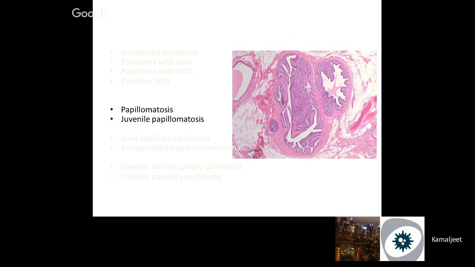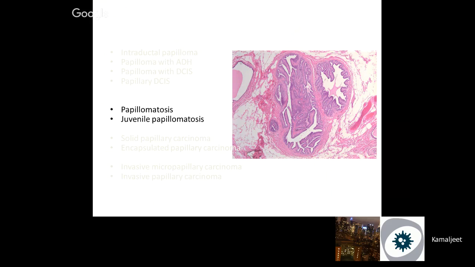What about some benign papillary lesions? Papillomatosis. It's a condition where you have small peripheral papillomas. There's a cutoff suggested of 3 millimeters for a small peripheral papilloma. It can be smaller or slightly larger. When do you call something papillomatosis? When you have multiple small benign papillomas in breast tissue, you can label it as papillomatosis.